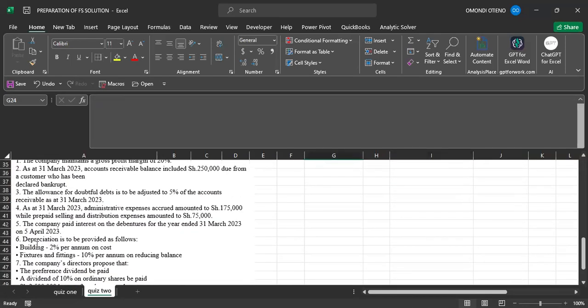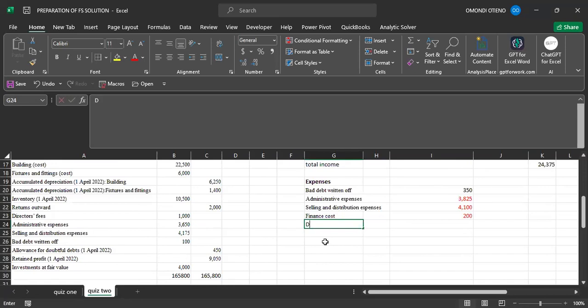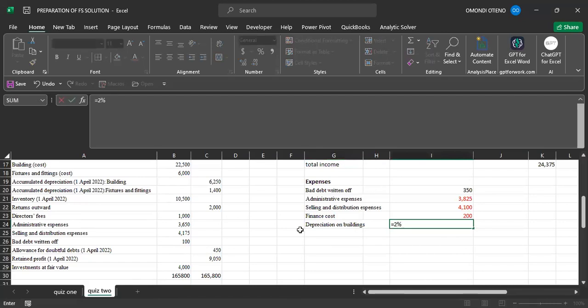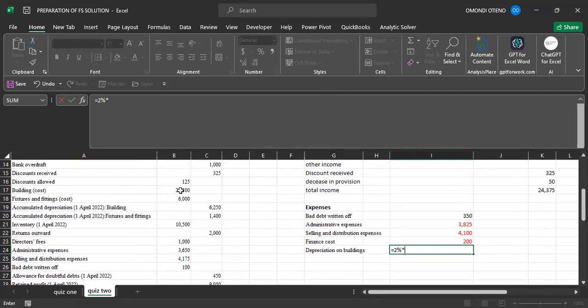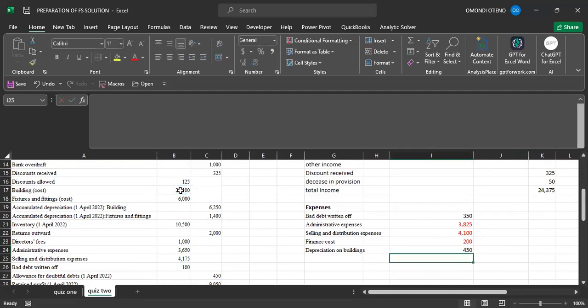Good. The next item here, we have depreciation is to be provided as follows. Building 2% per annum. So we have depreciation on buildings. It is 2% on costs. So depreciation, the cost is the building, its cost is there, right? Its cost is there.